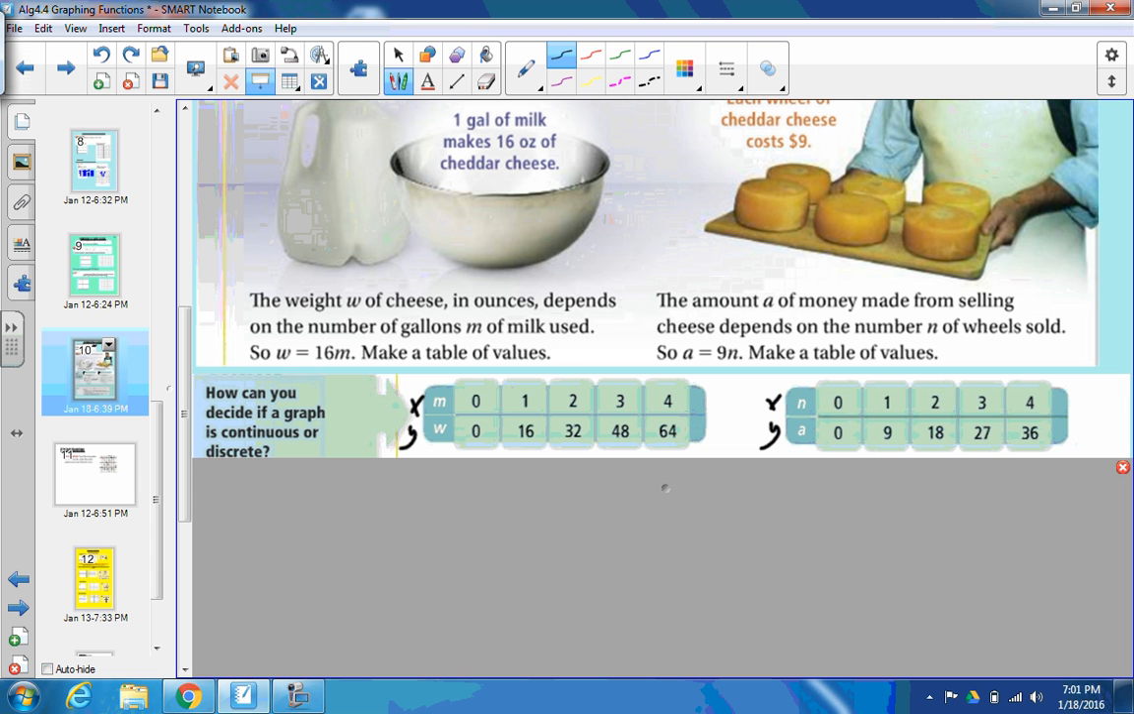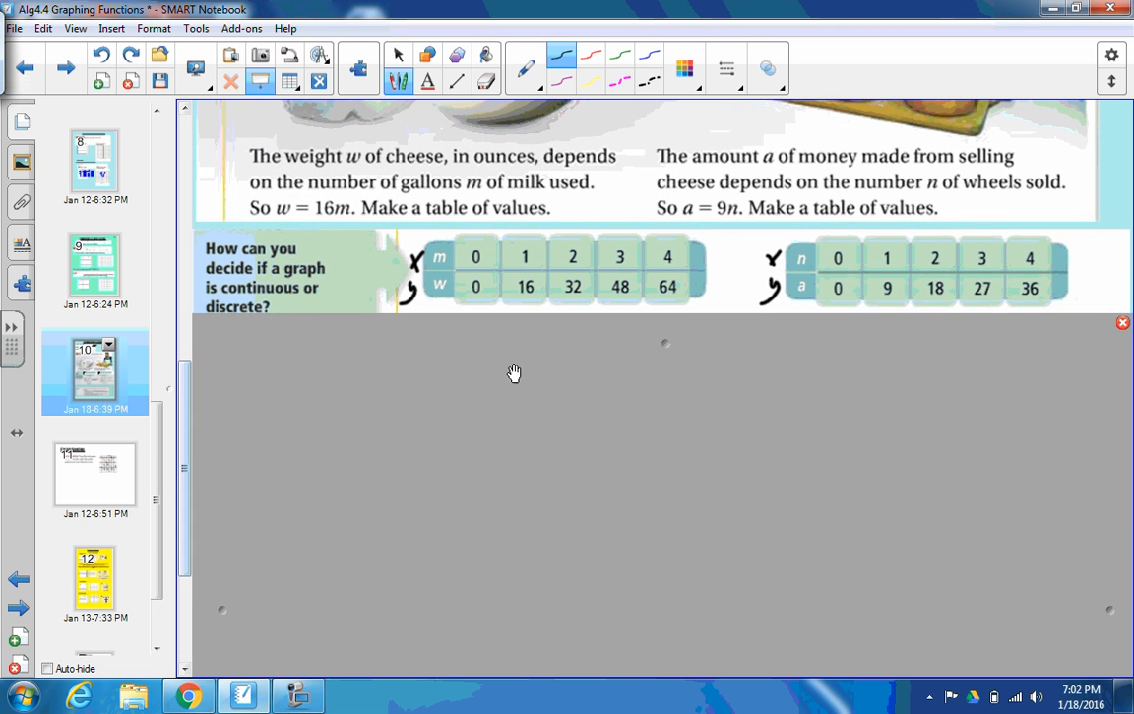Now if we look over to the right, we're talking about A would be the money, and N would be the number of wheels sold. So if we sell 0 wheels of cheese, we make $0. We sell 1 wheel of cheese, we plug it in for N, multiply it by 9, you get $9 made. 2 wheels of cheese would be $18, 3 wheels of cheese would be $27. Now our job is to graph it and decide if it's continuous or discrete.